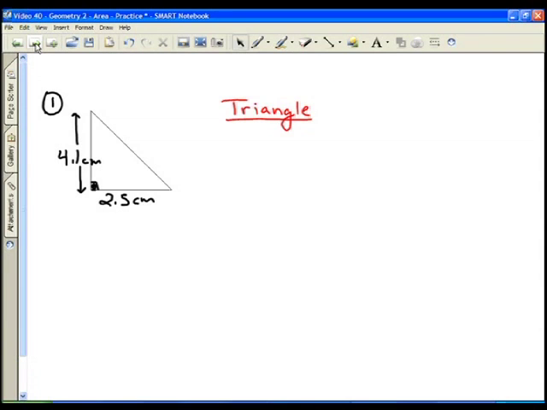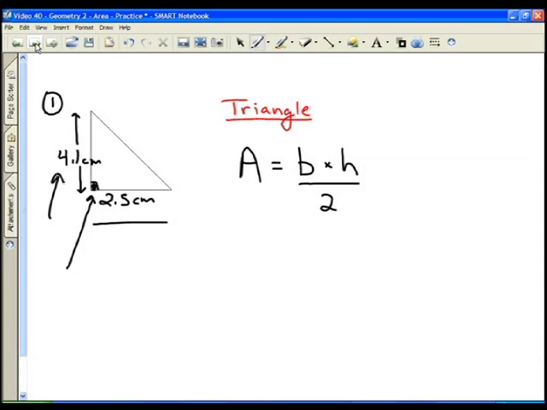Well, in the first one here we have a triangle, so the first thing we have to realize is that the area of a triangle is equal to the length of the base times the length of the height, all divided by 2. And you notice here we have a right angle triangle, so the 2.5 we would call the base, and the 4.1 we will call the height. We have a base of 2.5 and a height of 4.1, and then we have to divide that whole result by 2.